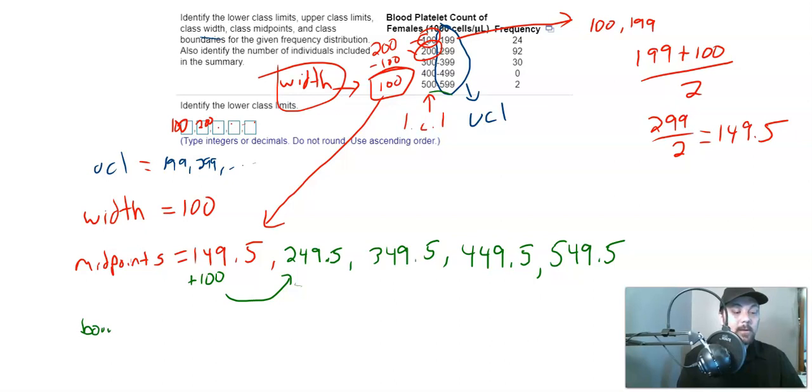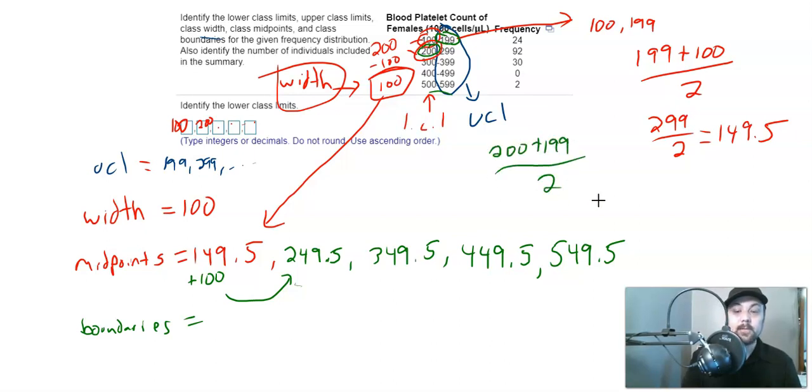And then the last thing we want to do are the boundaries. Again, we'll do one calculation and get the rest of them by using the class width. To find the class boundary, we want the value that's exactly halfway in between the upper class limit of one class and the lower class limit of the next class. We want to look at these two numbers here. So we have 200 and 199.